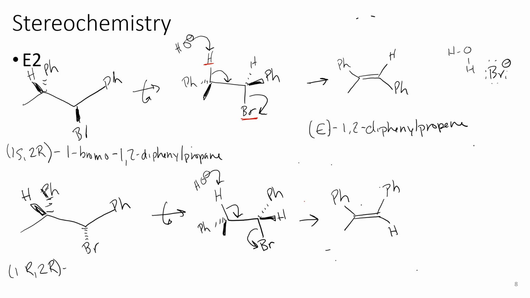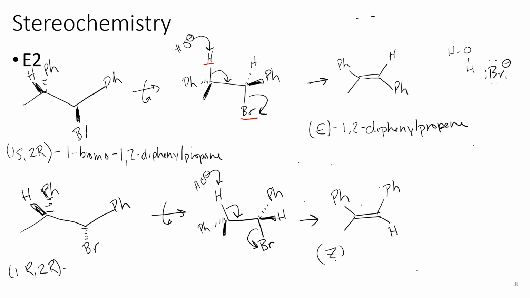So now the relationship in my final product is going to be the Z isomer. The two phenyl groups are now on the same side. So I would have the Z-1,2-diphenylpropene. So in these E2 mechanisms, the stereochemistry that we start with is what is going to dictate for us the stereochemistry around the double bond that we end up with. And we will only end up with one product because we need to have that anti-periplanar relationship between the hydrogen that our base is pulling off and the leaving group that is on the adjacent carbon atom.